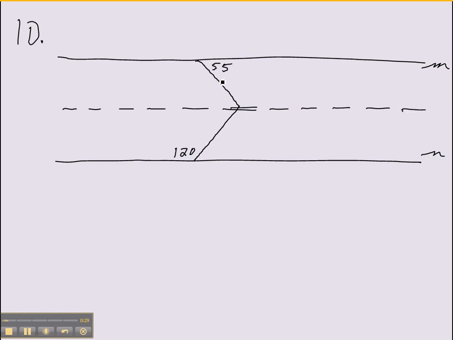Now we can label some more angles. This is 60, so this is 60, alternate interior angles. This is 55, so this is 55, alternate interior angles. Now we see that this entire angle is the sum of 55 and 60. Well, 55 plus 60 is 115 degrees. Answer choice B.